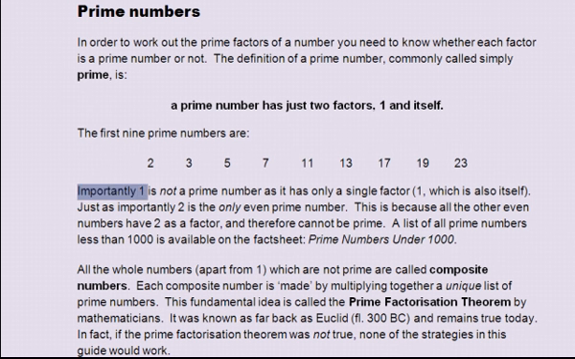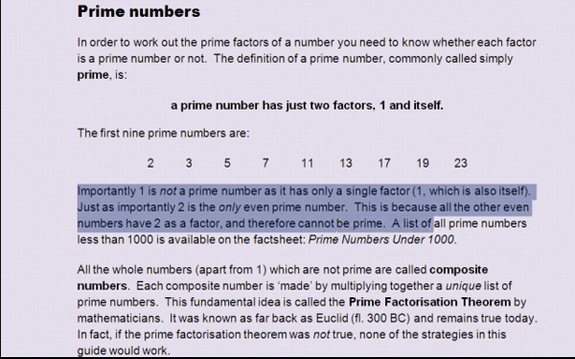Importantly, 1 is not a prime number as it only has a single factor, 1, which is also itself. Just as importantly, 2 is the only even prime number. This is because all the other even numbers have 2 as a factor and therefore cannot be prime. A list of all the prime numbers less than 1,000 is available on the fact sheet, Prime Numbers Under 1,000.